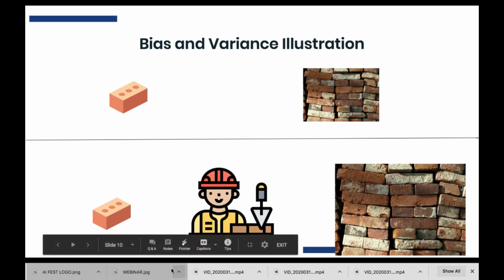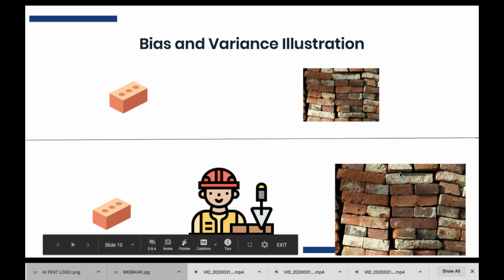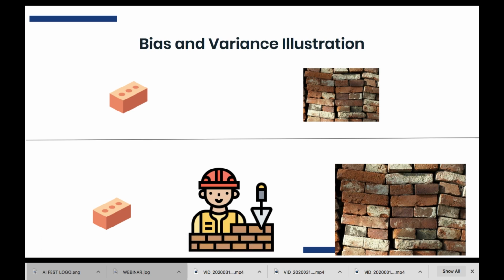Now, the next one is overfitting. You have a brick, you use it to build a house. Oh, it looks nice, that's amazing. But now you try using that same brick to build another house with the same architecture, and it obviously doesn't work very well for you. So that way, you actually experience what we call overfitting.